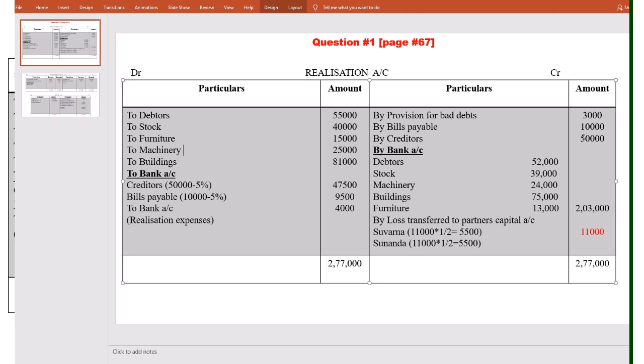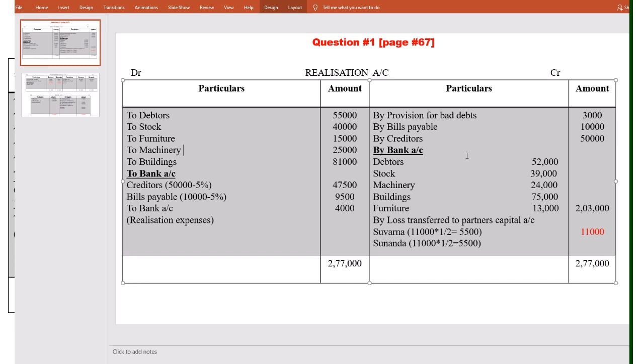Okay, suppose if it is a bank loan, instead of Sunanda's loan, if they have given a bank loan, that becomes an outsider's loan. So we need to take it here under the liabilities. With all these liabilities, we have to take the bank loan also. If any loan is taken from a third party, that is an outside person, that particular loan is considered a direct liability to the firm, and that will be written here along with these bills payable and creditors.